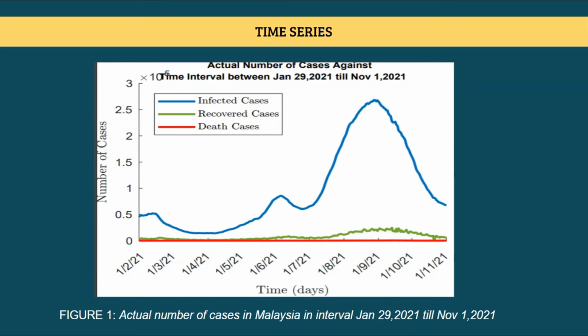For figure 1, the actual number of cases in Malaysia in the interval 20 January 2021 till 1 November 2021. Based on the graph, there is a huge difference between the infected and recovered population. Theoretically, a basic reproduction number R0 greater than 1 means that the infection is spreading in the community with an increase of daily cases. It is observed that when the reinfection force is already high, the number of active cases spikes again in June, and the death rate increases over time.